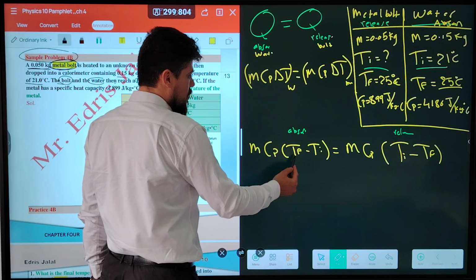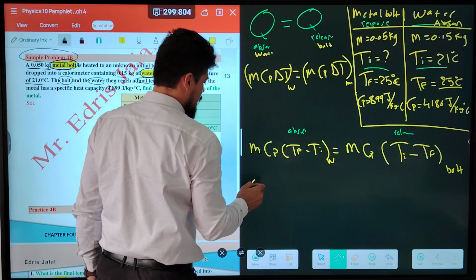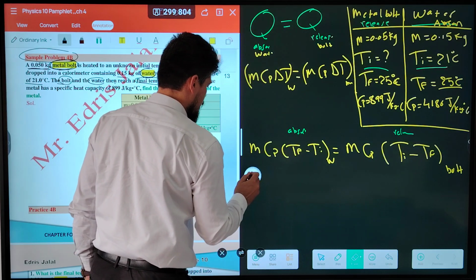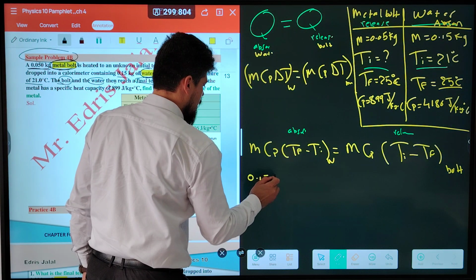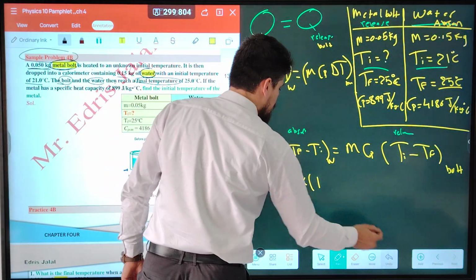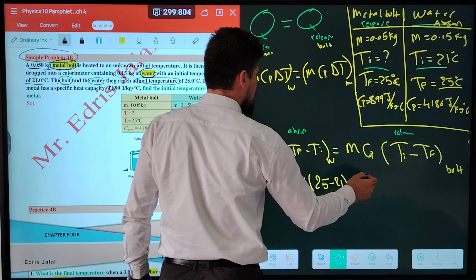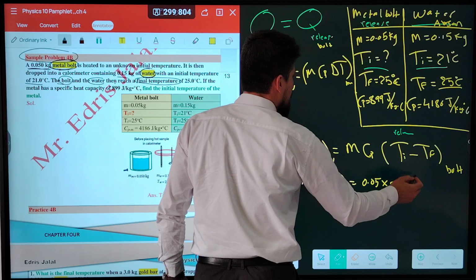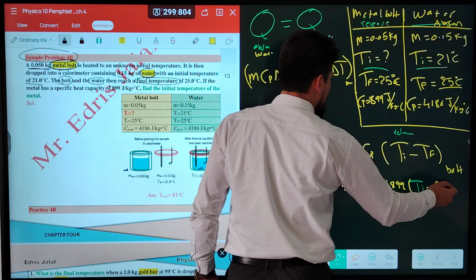Replace the numbers. Mass of water 0.15. Cp of water is constant, 4186, times T final 25 minus 21. Mass of gold 0.05, Cp 899, T initial unknown, minus T final 25.